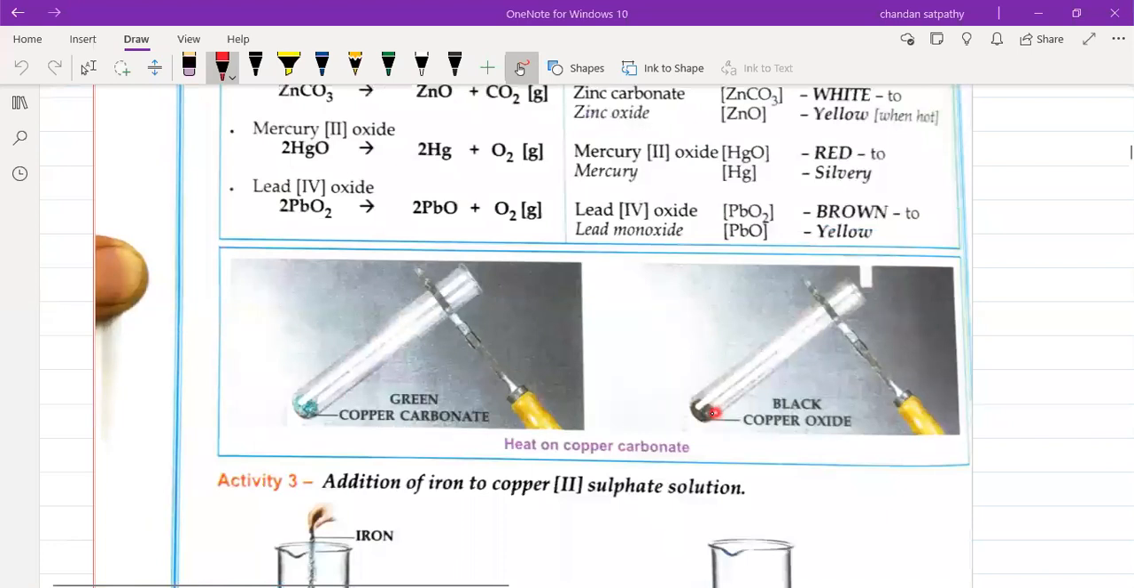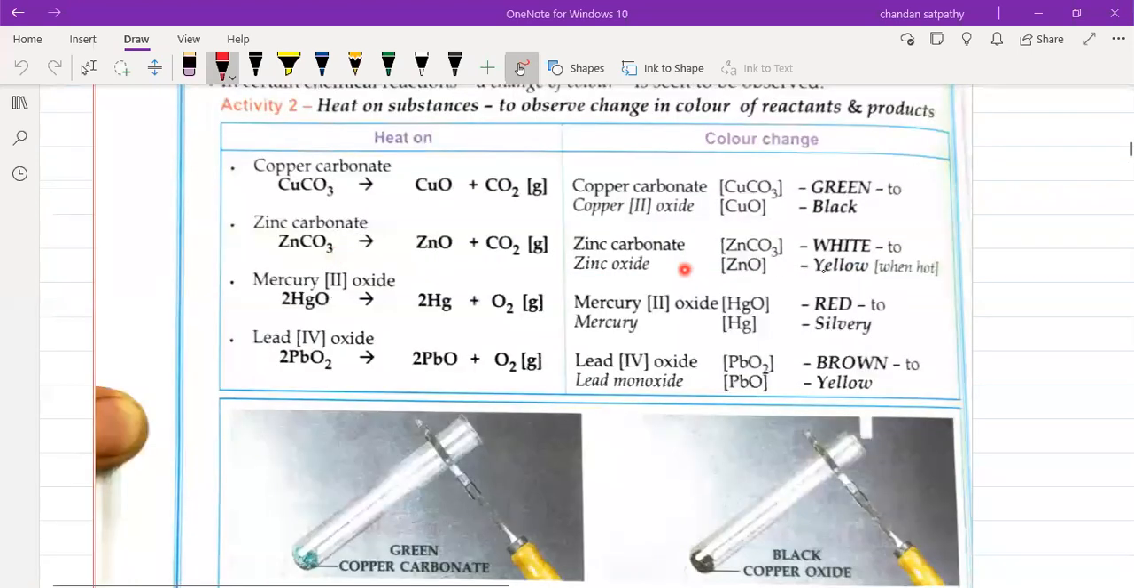So the color changes. Next, zinc carbonate. When the white color zinc carbonate is heated, it changes to zinc oxide, which is yellow color when hot. Then mercuric oxide, a red color salt, when heated forms mercury, which is silvery color. Next is lead oxide, which is brown color. When you heat it, it forms a yellow color. All these reactions are examples where the color changes. You have to remember this.